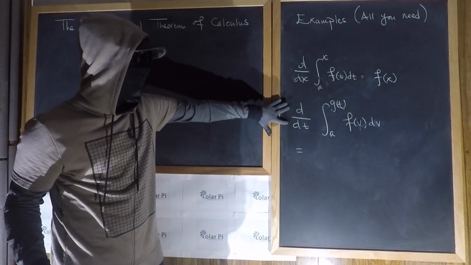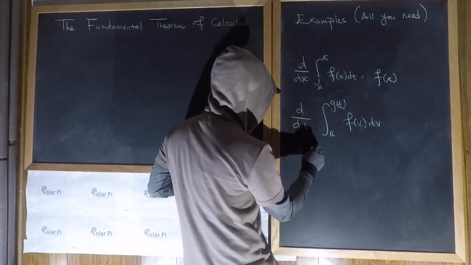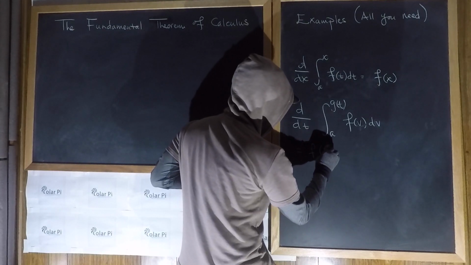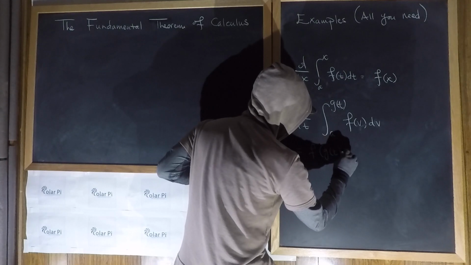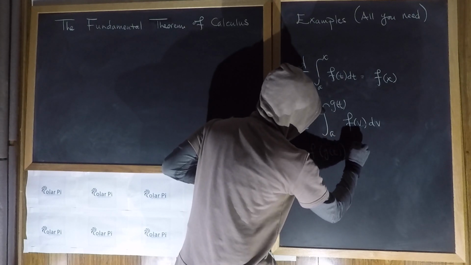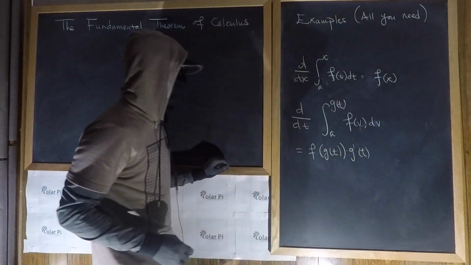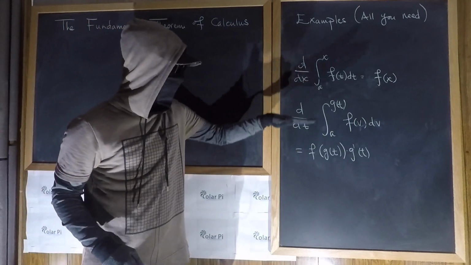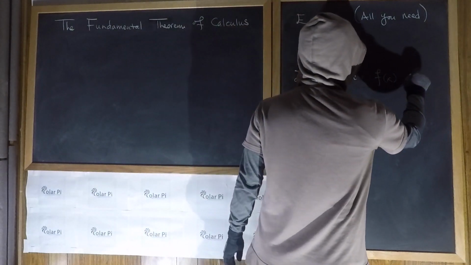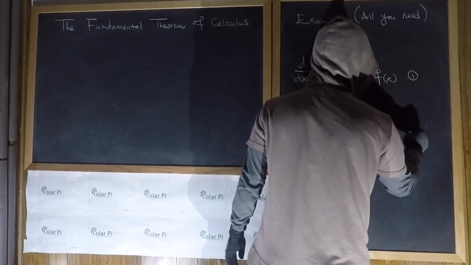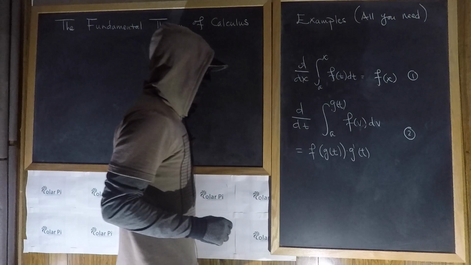And so I'm going to state this version. And so it would be f of g of t times the derivative of g of t, which is g prime of t. So this here will equal that. So this is a second version, if you want to call it a second version. So first version and second version.